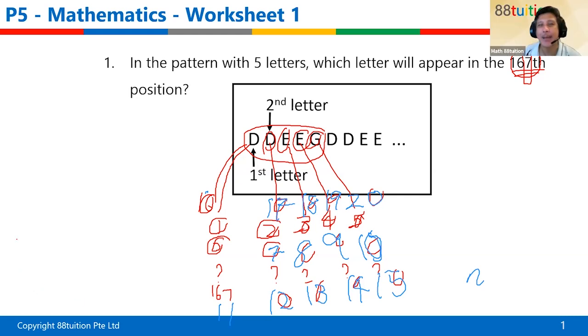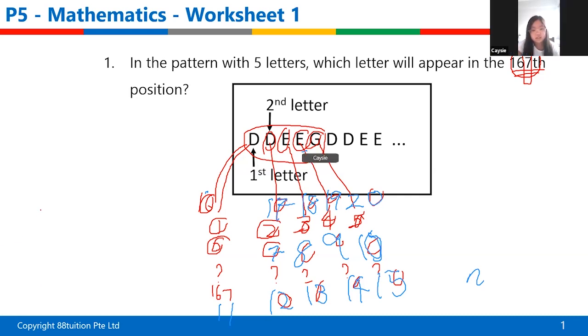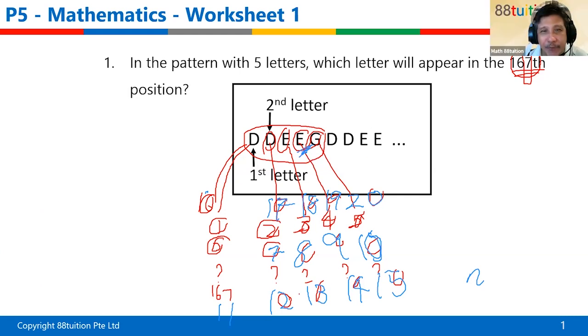Okay, so now I test you. I just throw you another number. What about 908? 908 will be under which one? This one. You underline the fourth one, is it?